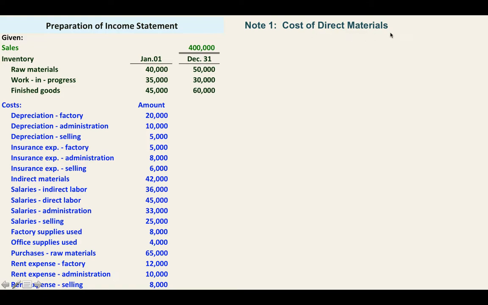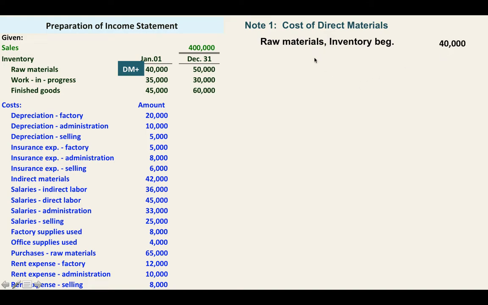direct materials. Okay? So in preparing direct materials, we need the raw materials inventory beginning. So we have to look at our problem. What is the amount of the raw materials inventory beginning? So here we will have 40,000. So we will put 40,000 here.